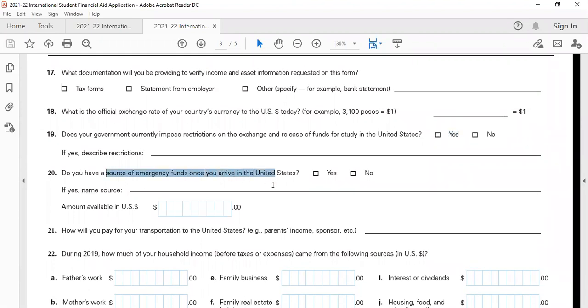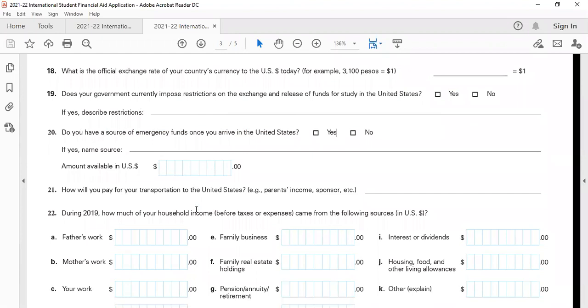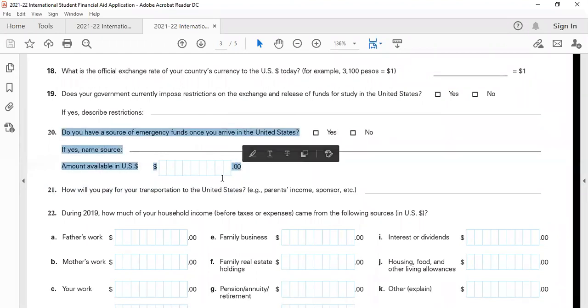Do you have a source of emergency fund when you arrive in the US? In most cases, you'll have your parents' savings, your parents' income as an emergency fund. So you can mention that. You can mention parents' savings over here, and the amount would roughly be anywhere from $1,000 to $5,000 or $10,000, or even more, if of course your parents have committed those kinds of funds towards your education.